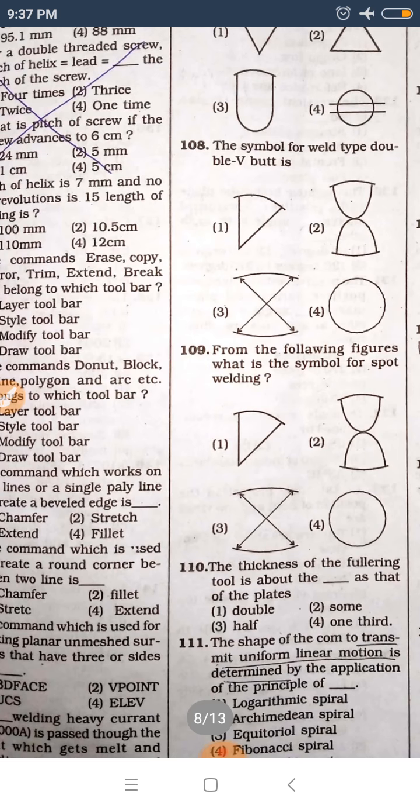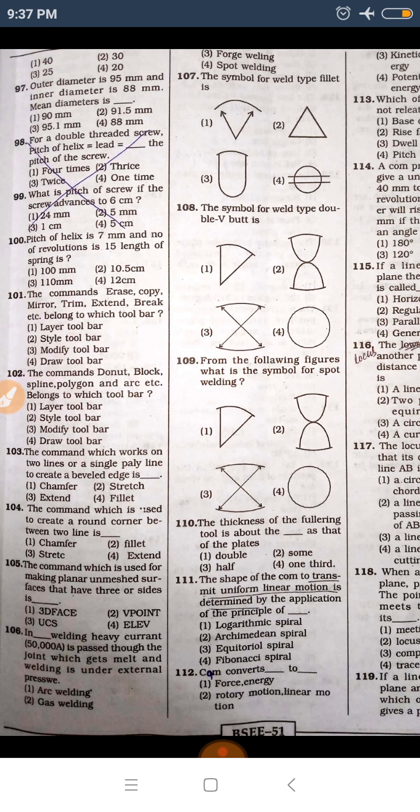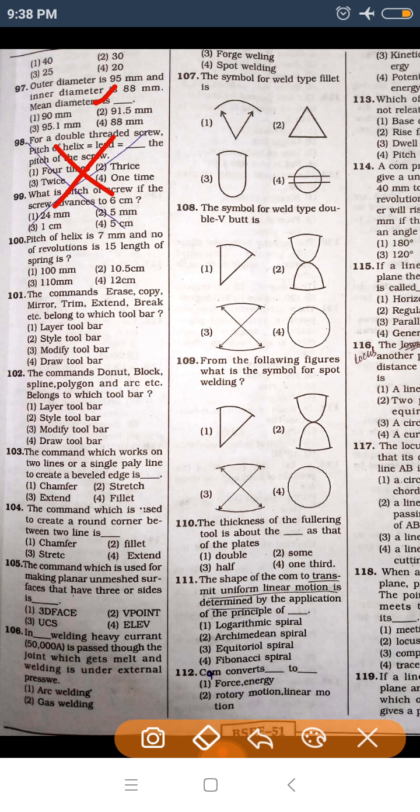Question number 97. Outer diameter is 95 mm and inner diameter is 80 mm. The mean diameter is the average, so the correct answer will be B, 91.5 mm. These two questions are wrong.